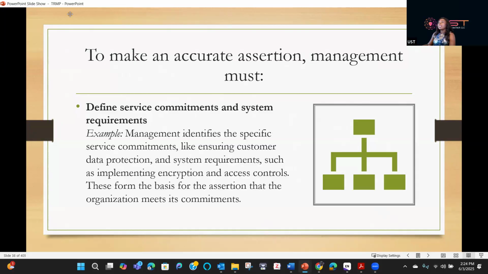So to make an accurate assertion, what would the management do? First, they have to define service commitments and system requirements. For example, management identifies the specific service commitment, like ensuring customer data protection, and system requirements, such as implementing encryption as well as access controls. This forms the basis for the assertion that the organization meets the commitment, or better still, that particular service.